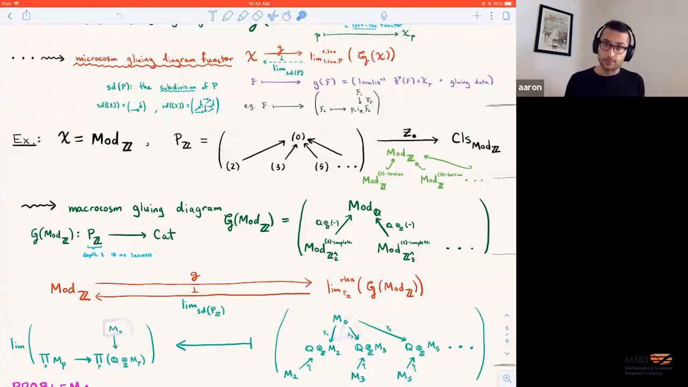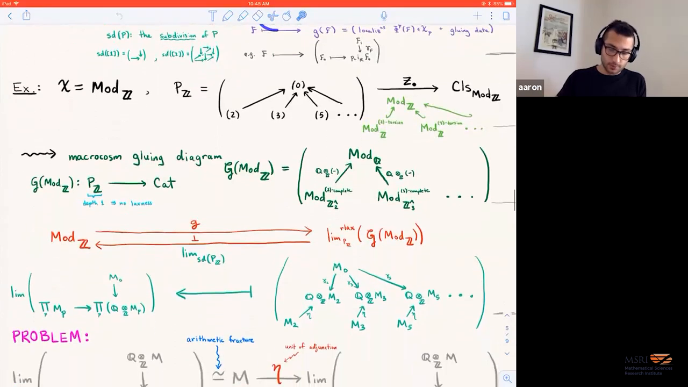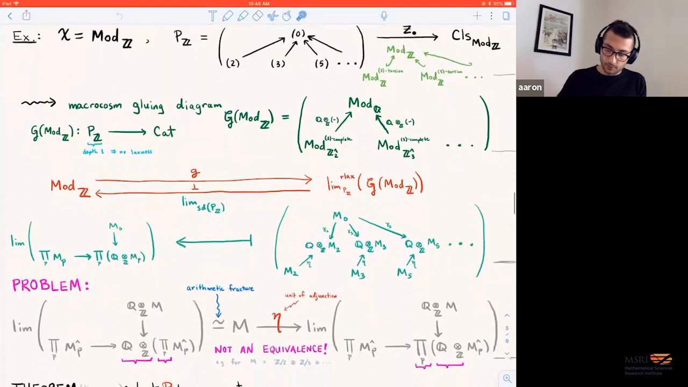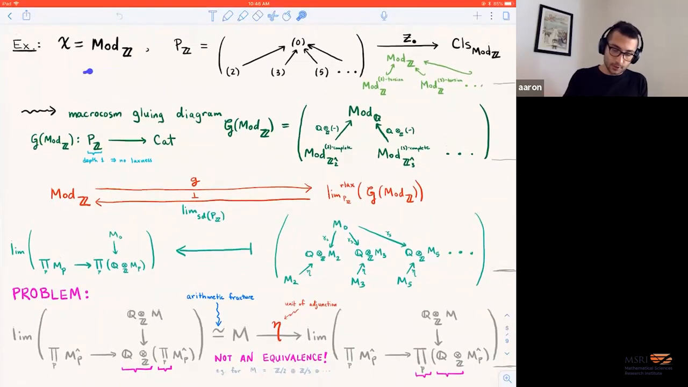And now we encounter a problem. We wanted X to be reconstructed as the right lax limit of its gluing diagram. That was what the previous cases suggested. But as I said, it's only an adjunction. So here, the problem we can see in this example of Z modules.